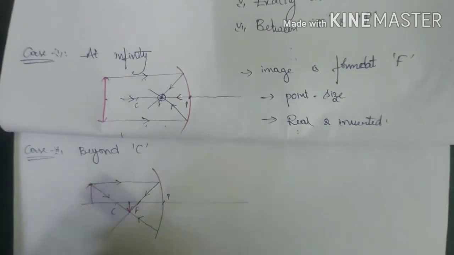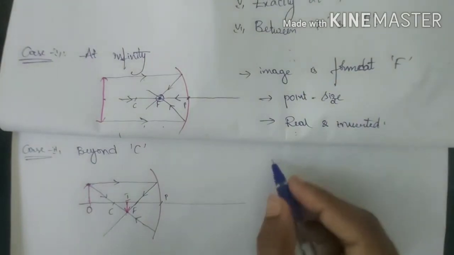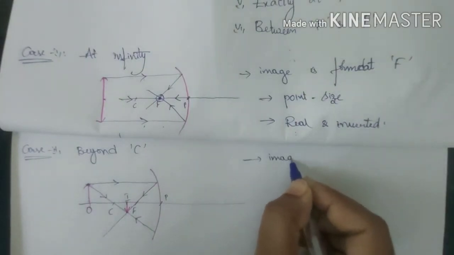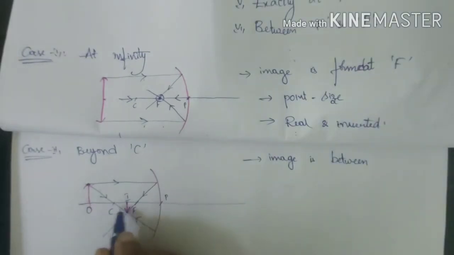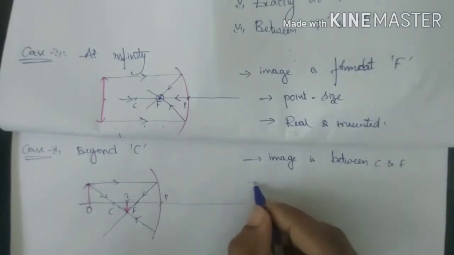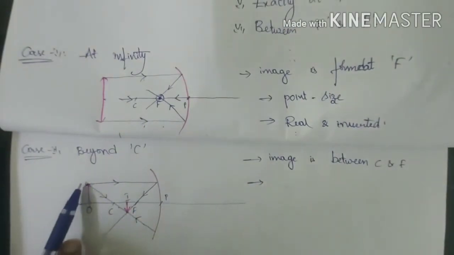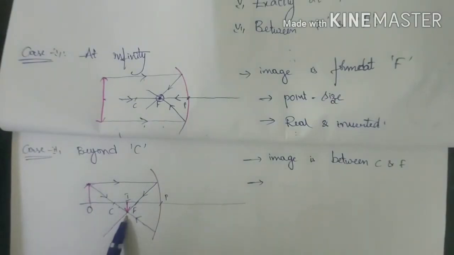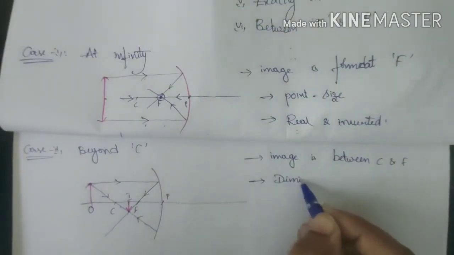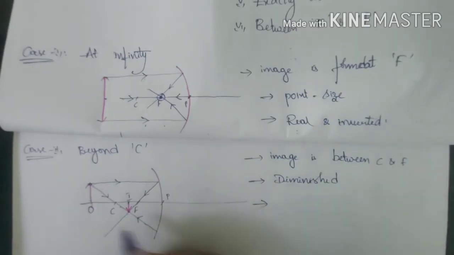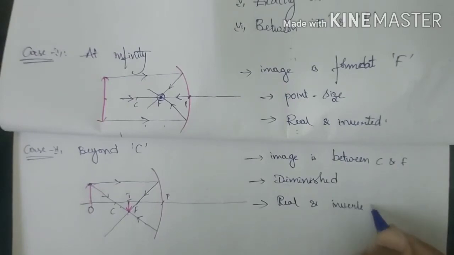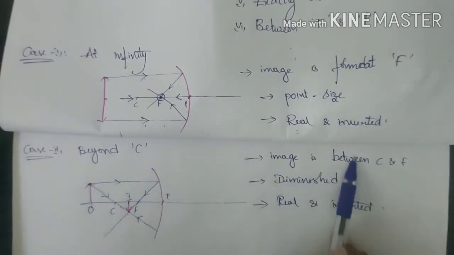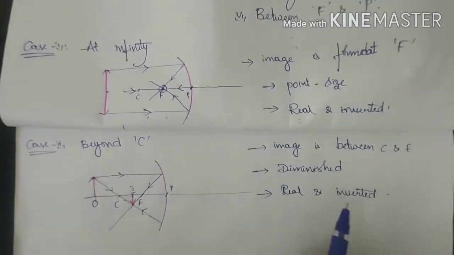Okay, which means this is your object O and this one is your image. Now I am just writing this as image is formed between C and F. The image is diminished, smaller in size. See here the object is larger whereas the image is smaller, which means it is diminished, inverted, real and inverted. So when the object is beyond C, the image is between C and F, diminished, real and inverted.